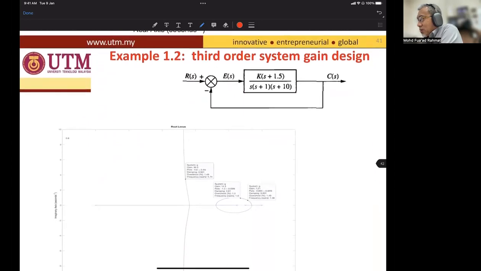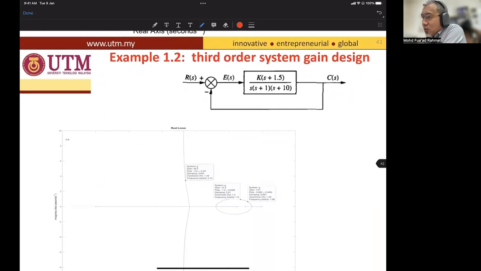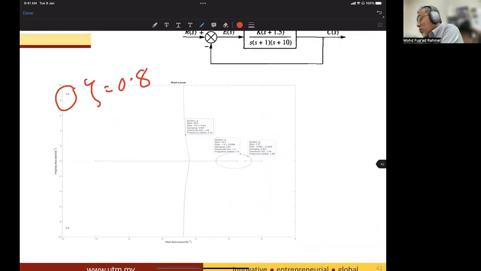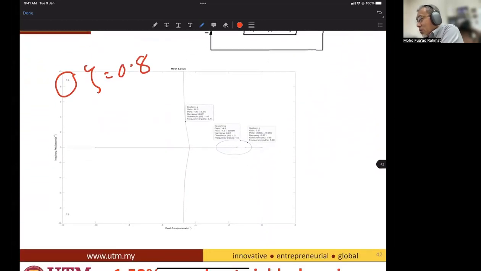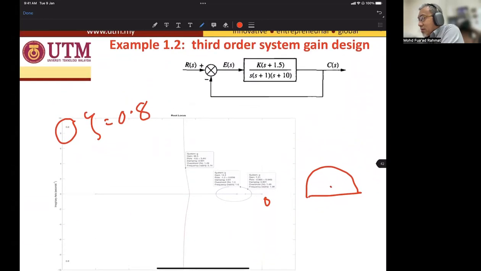So we want to know what is the dominant pole when zeta is equal to 0.8. So simply we print this. Okay, we print the root locus given, and then we use the protractor and put it at the origin, and then draw the straight line. But before you draw the straight line, you have to find the theta. What is the theta value?